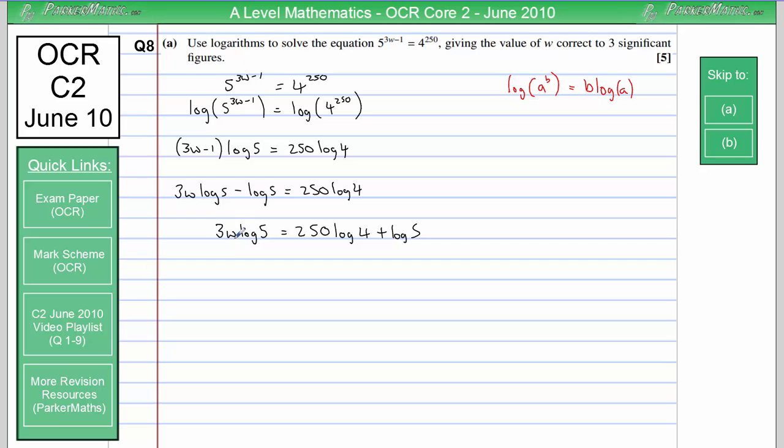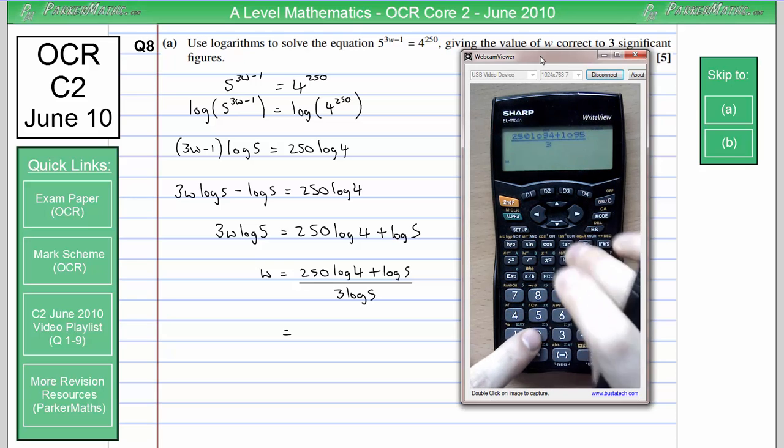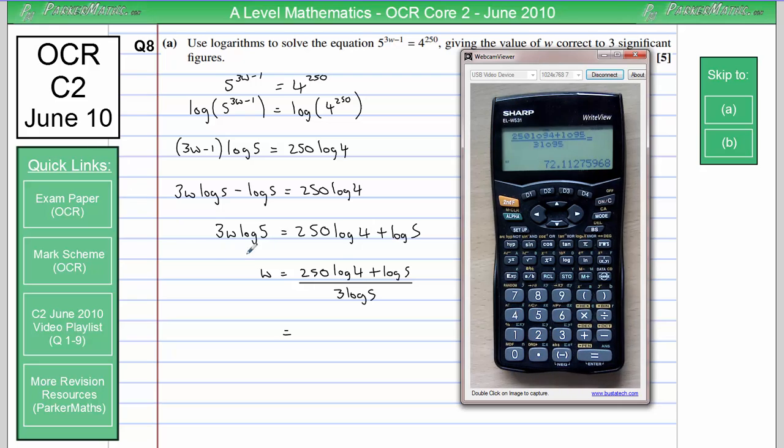At the moment, I've got w multiplied by 3 and log 5, so I'll divide by both of those at the same time, and I end up with w equals 250 log 4 plus log 5, and that's all divided by 3 log 5. And if I put that into my calculator, I get 72.1 to 3 significant figures.